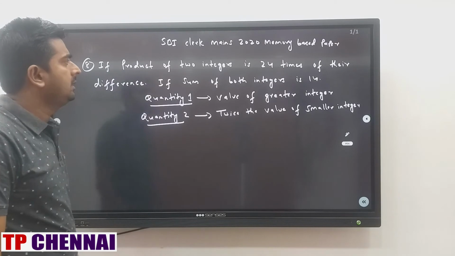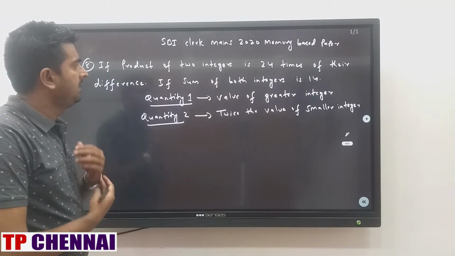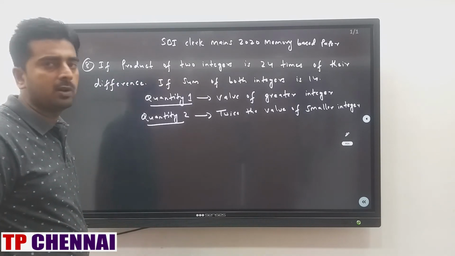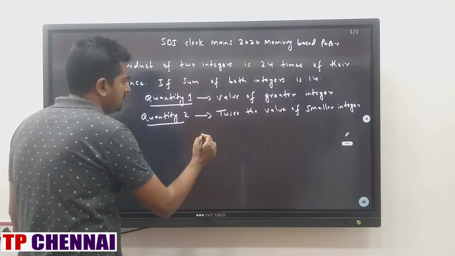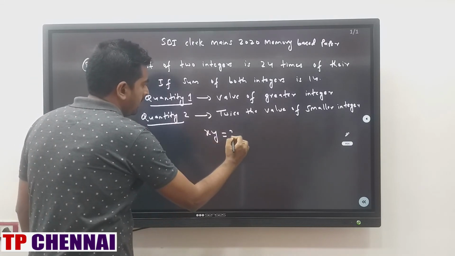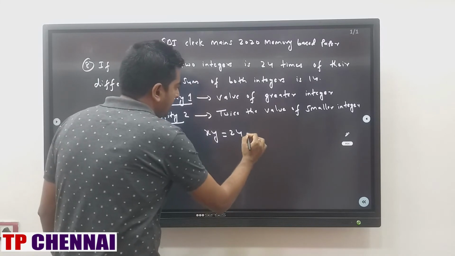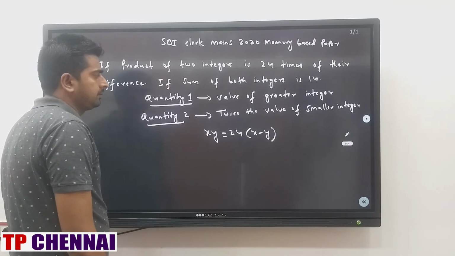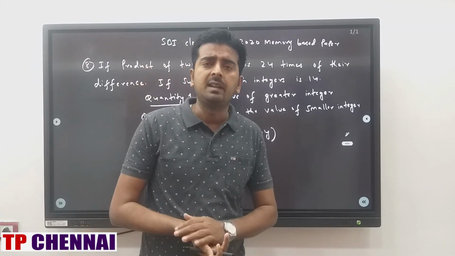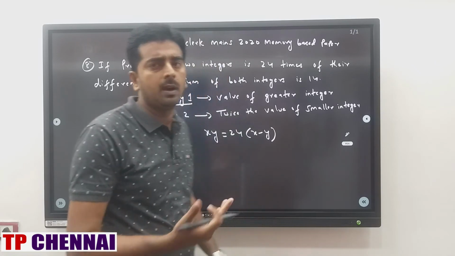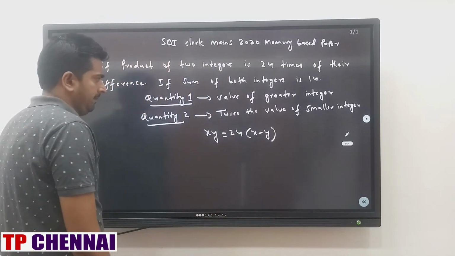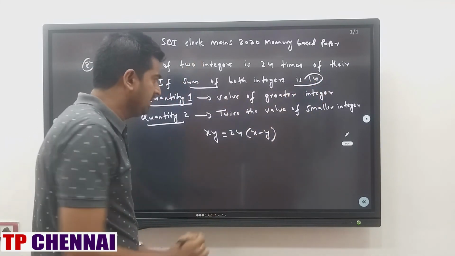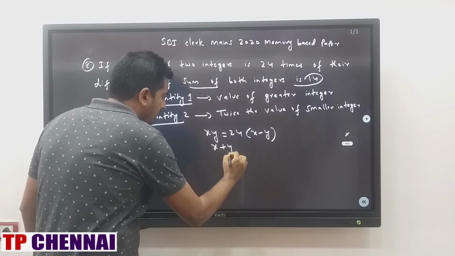The product of two integers is 24 times the difference, and the sum of both the integers is 14. Quantity 1 is the value of the greater integer, quantity 2 is twice the value of the smaller integer. So the product of two integers, let us assume xy, is 24 times the difference, so x minus y. Now we can solve this question by algebraic identity, but no need to go. By only observation we can say what my x and y values are. Because the sum they have given is 14, that means x plus y is equal to 14.